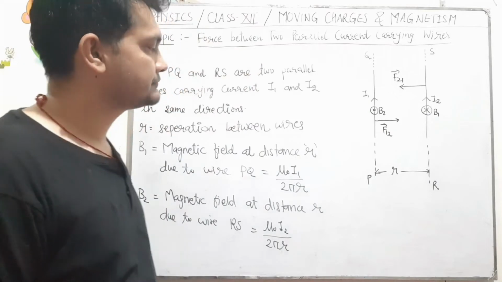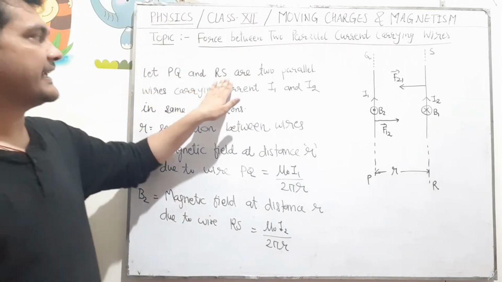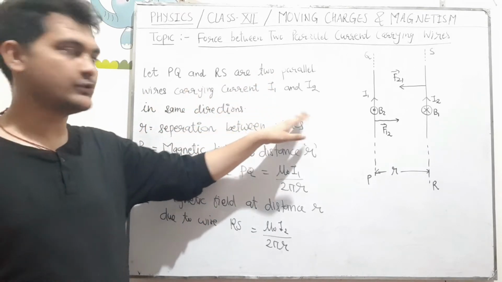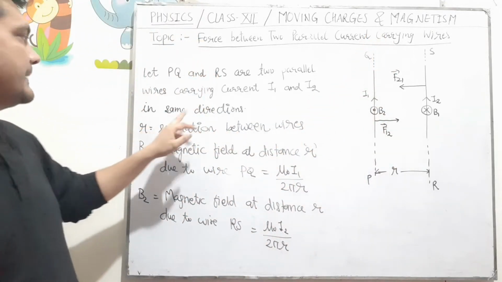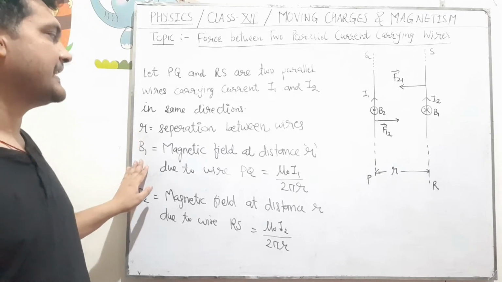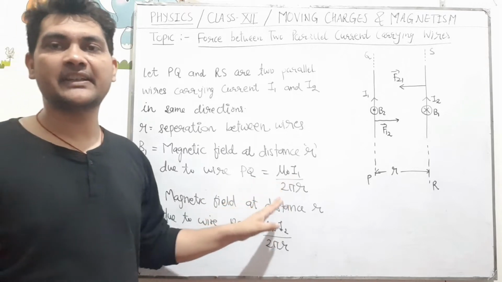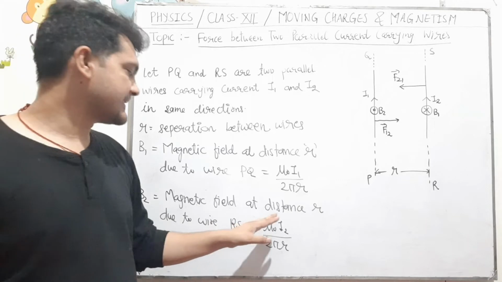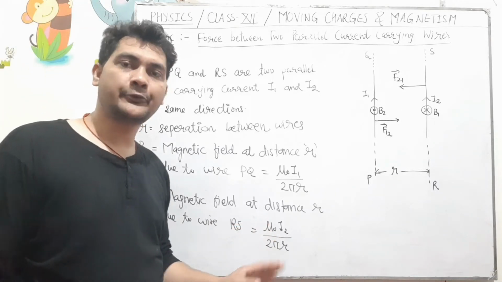I have written some theory here. Let PQ and RS be two parallel wires carrying currents I1 and I2 in the same direction. Small r is the separation between the wires. B1 is the magnetic field at a distance r due to wire PQ, and it is given by mu naught I1 divided by 2 pi r. We have studied this earlier. And B2 is the magnetic field at a distance r due to wire RS, and it is equal to mu naught I2 divided by 2 pi r.